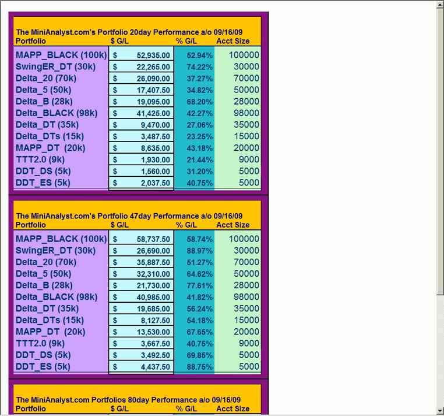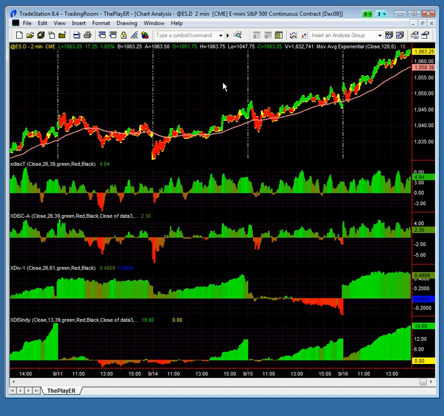The first thing we're going to look at here is a chart of the market. This is the mini S&P 500 futures contract with the last print of 1063.25, up 17.25 on the day, this being Wednesday, the 16th of September. And as you can see, the bulls have just been in total control ever since we talked last time.